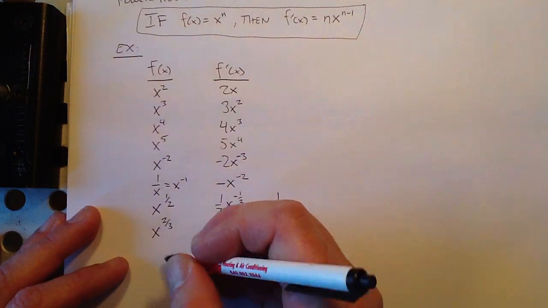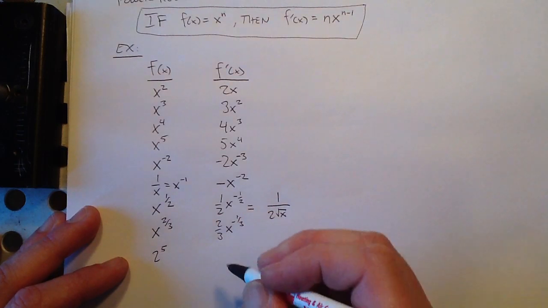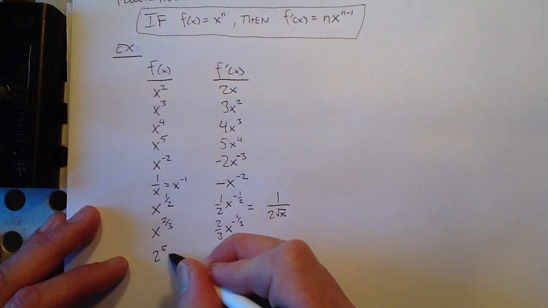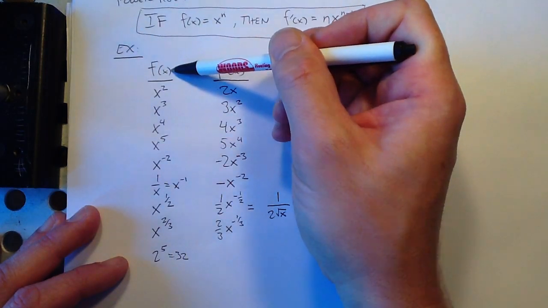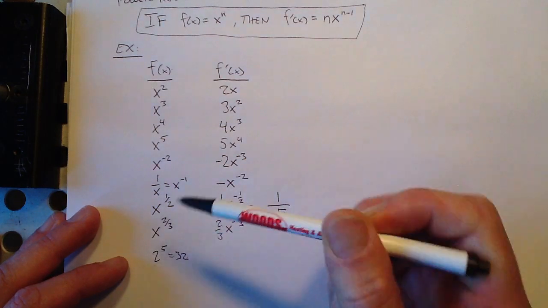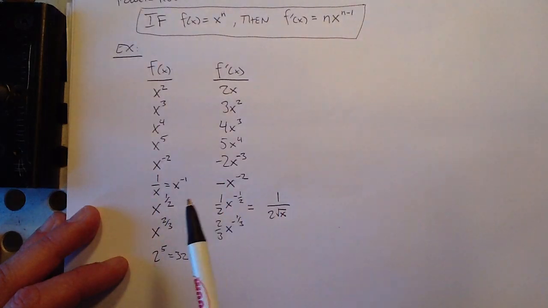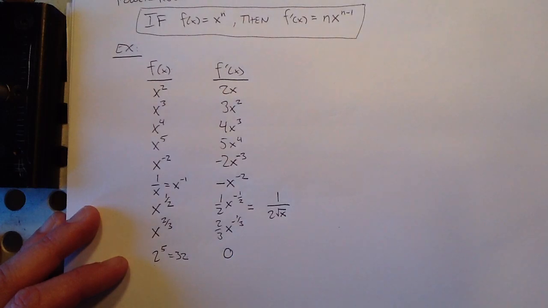I will throw one other example out there. So what's the derivative of 2 to the 5th? Is it 5 times 2 to the 4th? You might think that it's that, but it's not. There's no x in here. 2 to the 5th is just 32, right? So if you had a function that looked like f of x equals 32, that's a constant function. It's a horizontal line at 32, right? y equals 32. So what's the derivative or slope of that horizontal line? It's 0. Okay?